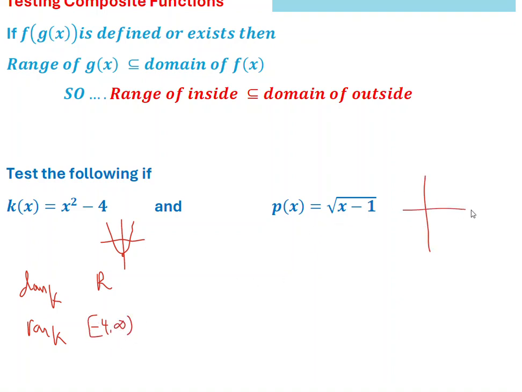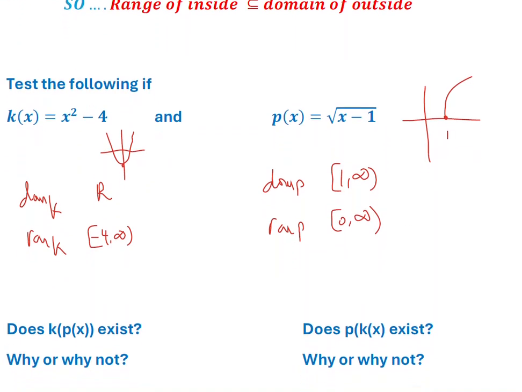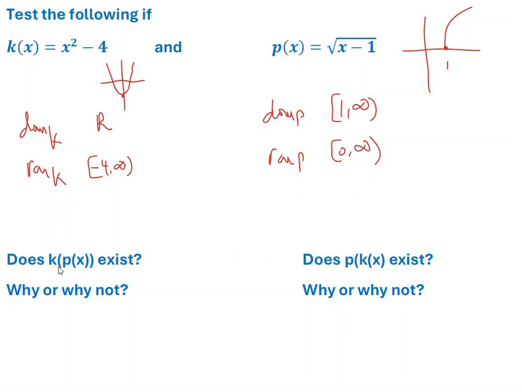And if this is my square root that's been moved 1 unit to the right, then the domain of p is going to be 1 to infinity, inclusive of 1, and the range of p is going to be 0 to infinity, inclusive of 0. So, does k of p of x exist, why or why not?